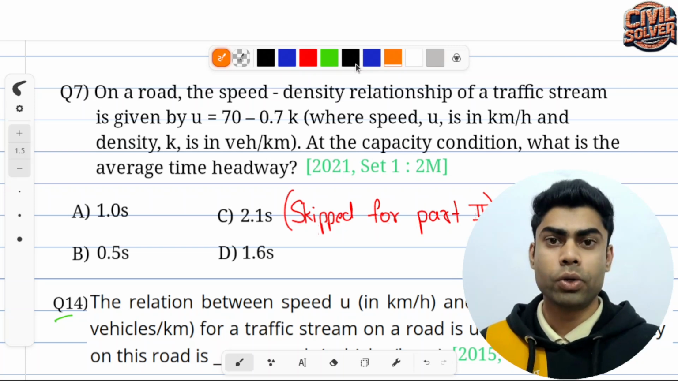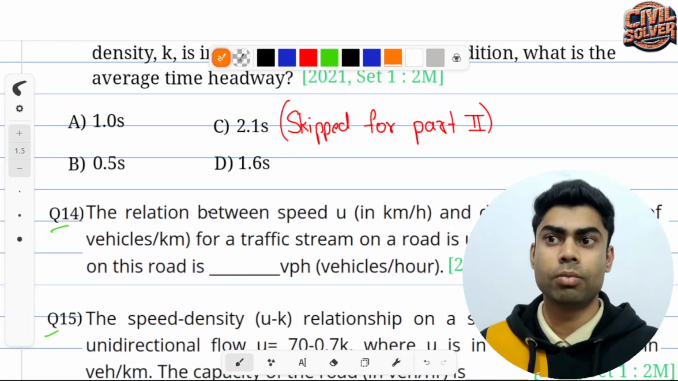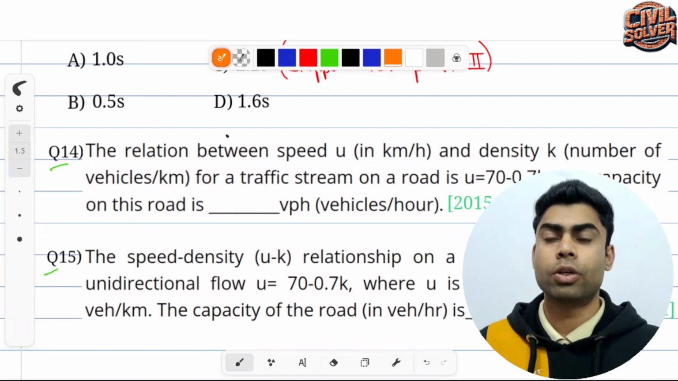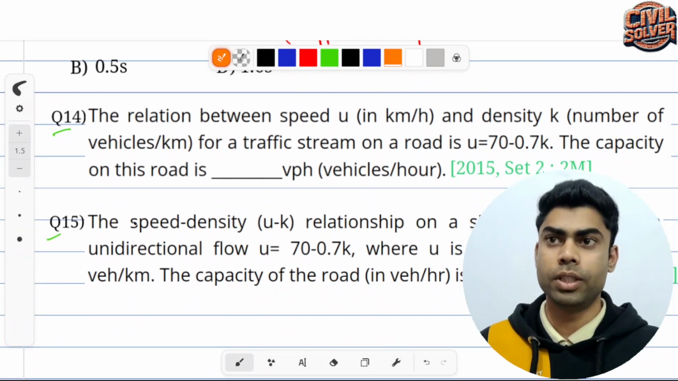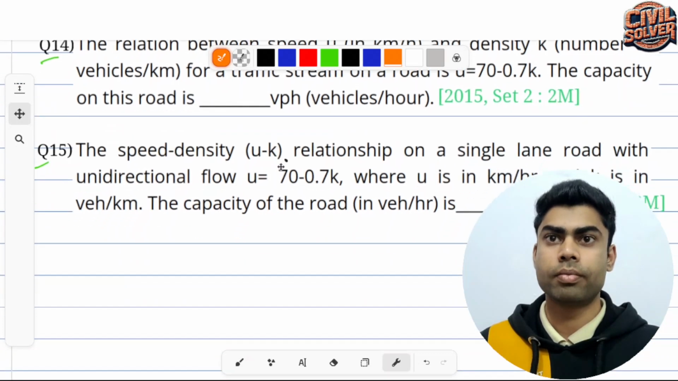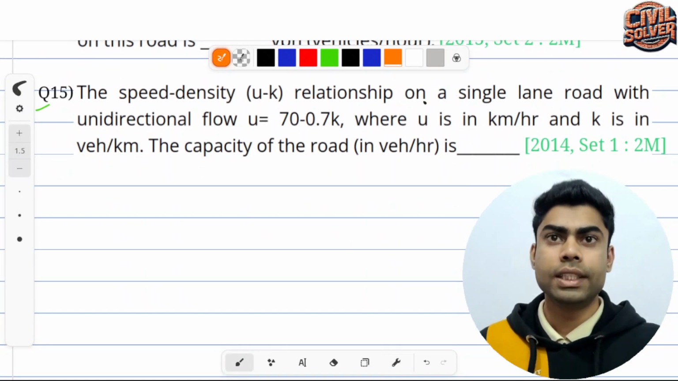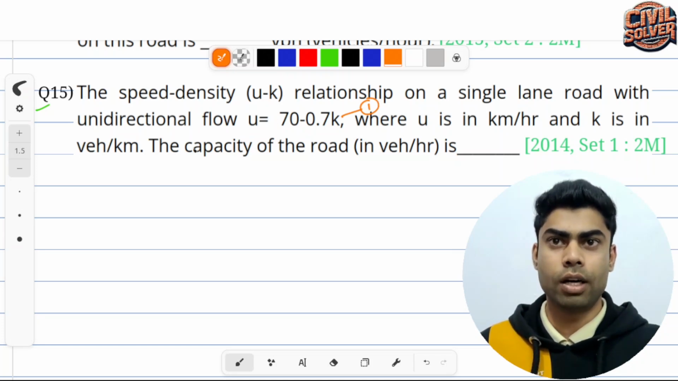So I'm going to read the question. First we will solve question number 14 and 15. Let us read question number 15 because both of these are the same. The question says: the speed density relationship on a single lane road with unidirectional flow is given by this equation. Let us call this equation number 1, where u is in kilometer per hour and k is in vehicles per kilometer. The capacity of the road in vehicles per hour is.